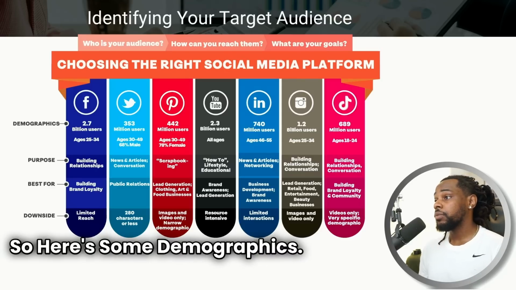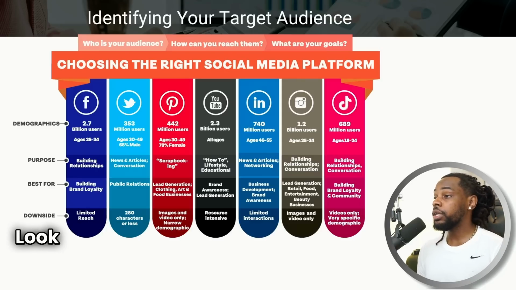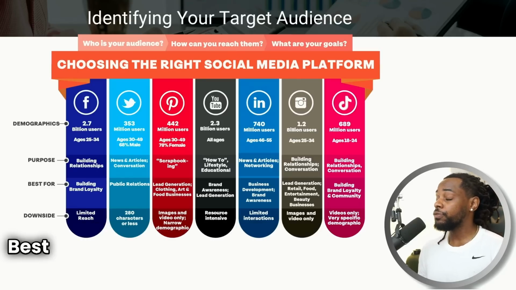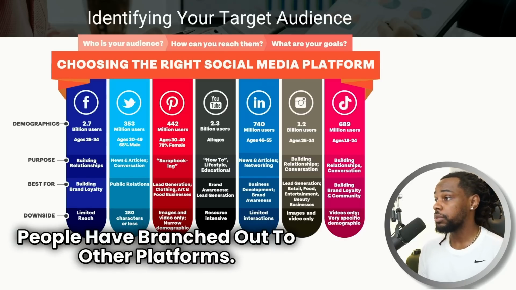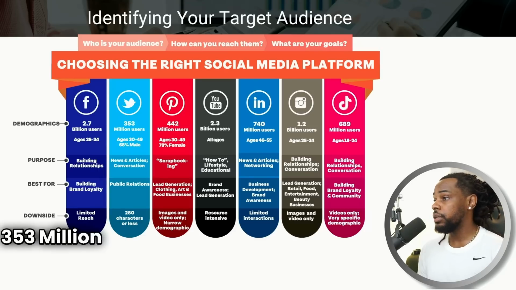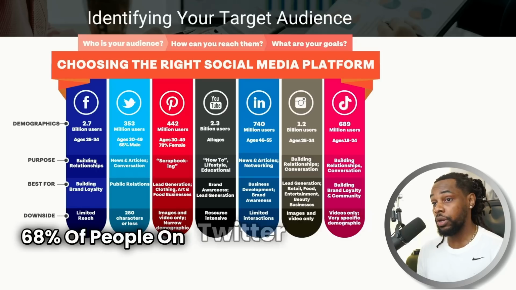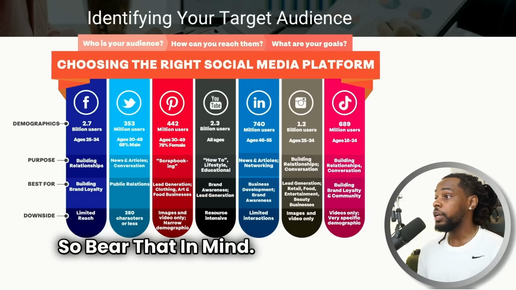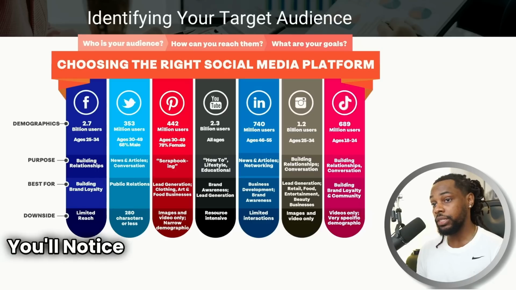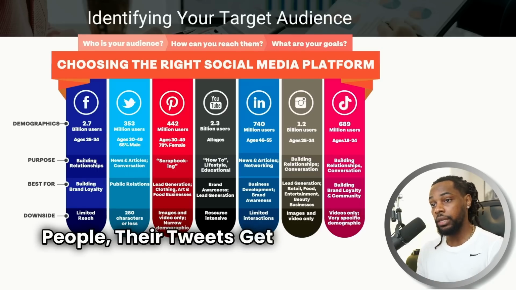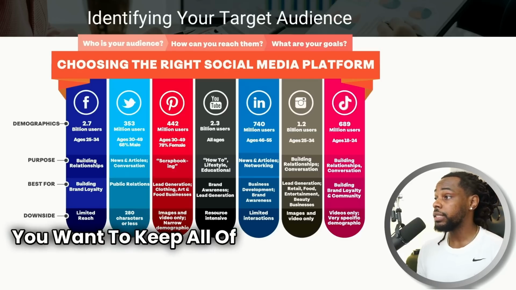So here's some demographics. Facebook has 2.7 billion users, ages 25 to 34. Look at the purposes. Building relationships, best for building brand loyalty. The downside is limited reach, of course, because people have branched out to other platforms. 353 million users on Twitter, ages 30 to 49. 68% of people on Twitter are men, so bear that in mind. It's for news and articles and conversation. Public relations is what it's best for. You'll notice that when a lot of people's tweets get published, right? 280 characters or less. You want to keep all of this in mind.